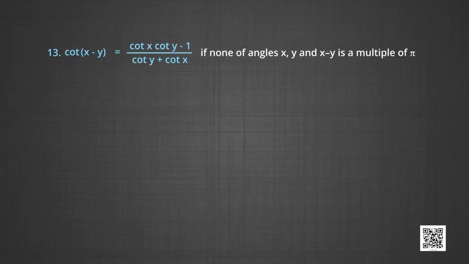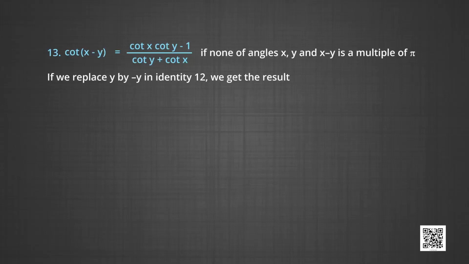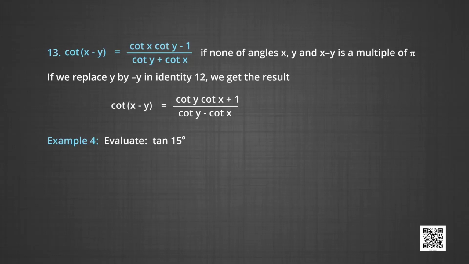Now, for cot of x minus y, if none of the angles x, y and x minus y is a multiple of pi, then we replace y by minus y in our identity number 12 and we get the result cot of x minus y is equal to cot y cot x plus 1 upon cot y minus cot x. In example 5, we are going to use these identities.